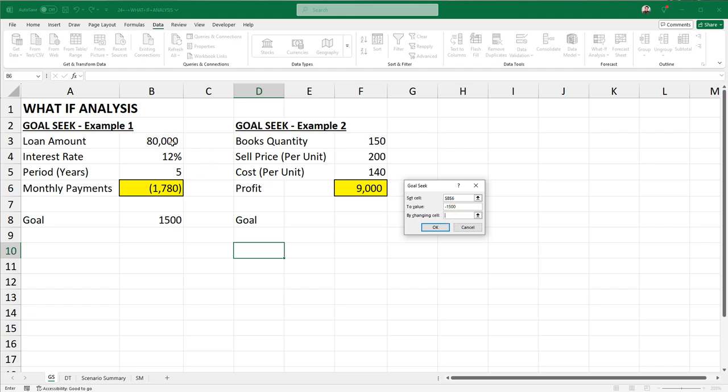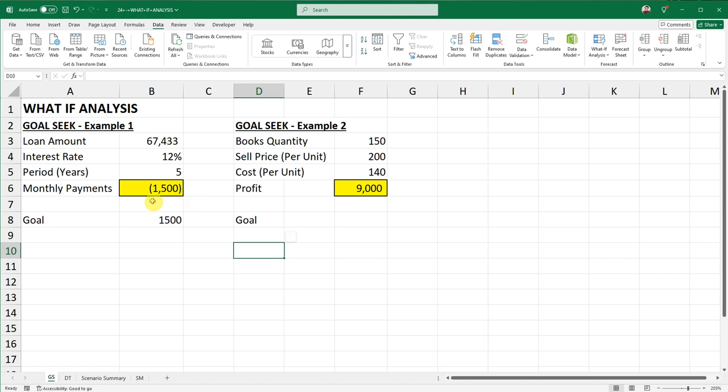So we will define which variable we need to change. We are interested in changing the loan amount, to set the goal of 1500 as the monthly payment. So when I press OK, you can see that within a few seconds I got my new loan amount, which is 67,433 if I pay 1500 as a monthly payment, right?